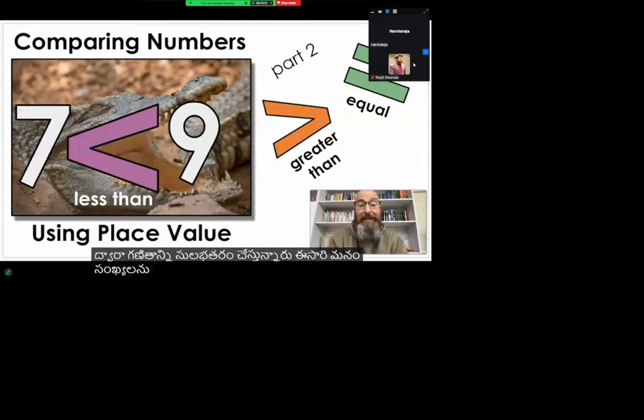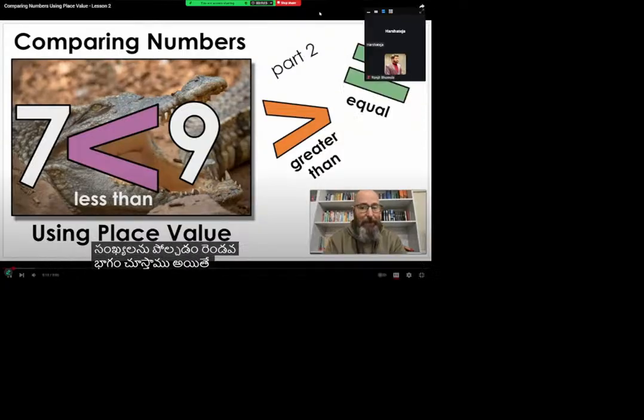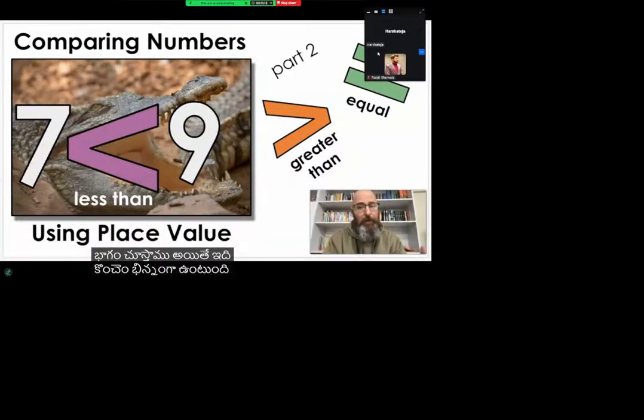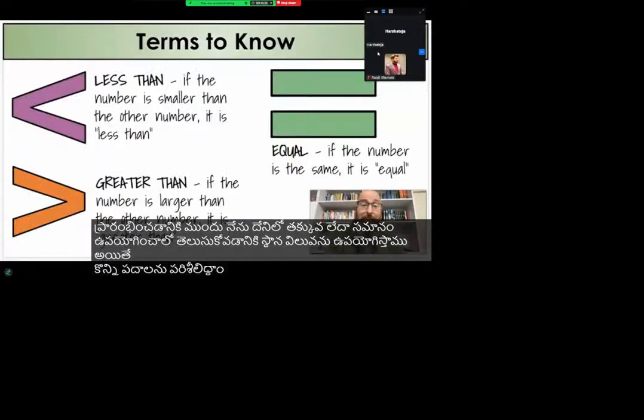Today, we're going to be looking at comparing numbers, part 2. This time, however, it's going to be a little bit different. We're going to be comparing larger numbers, and we're going to be using place value to figure out which one I should use, less than, greater than, or equal to. Before we get started though, let's go over some terms we need to know.